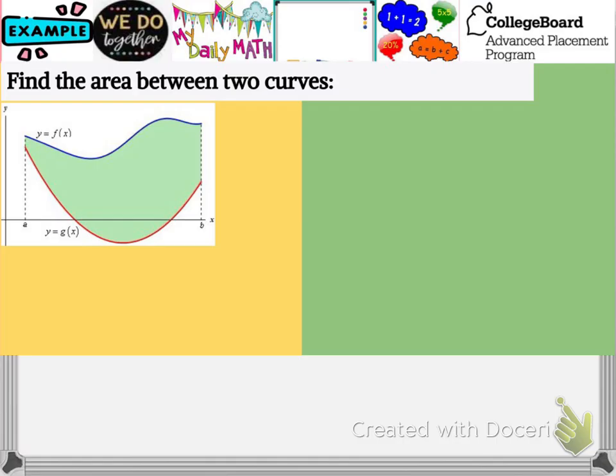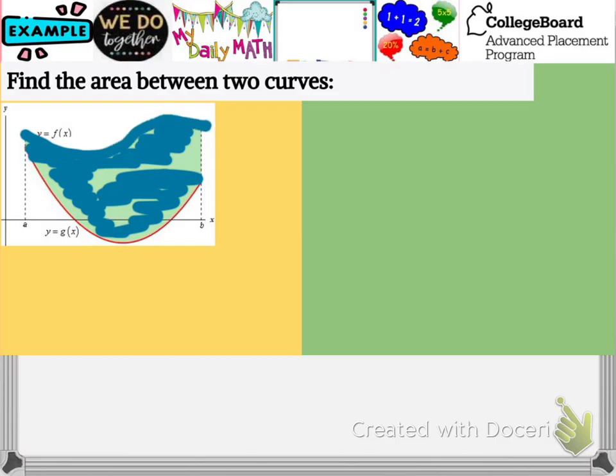So what area are we talking about? The area that we're talking about is the shaded region between the two curves. Do you see the two curves? The first curve is this one right here, which is the f of x, and the second curve is this one right here at the bottom. That is our g of x.